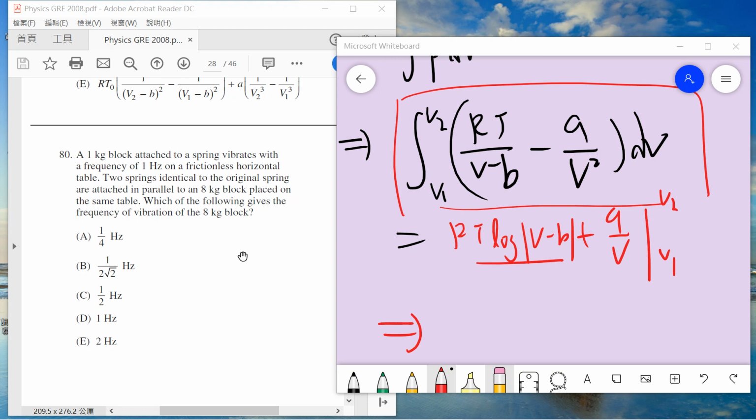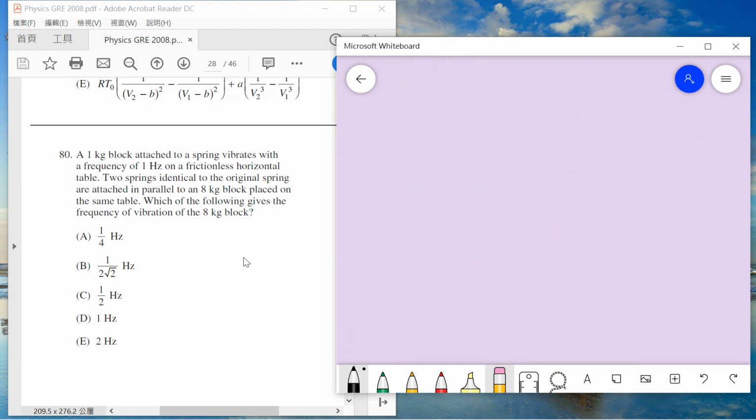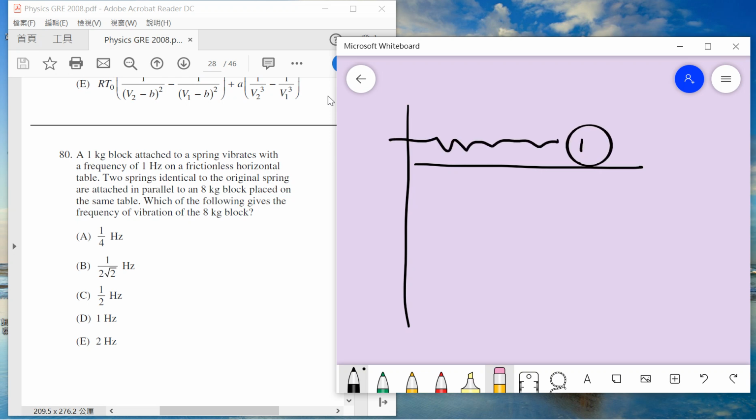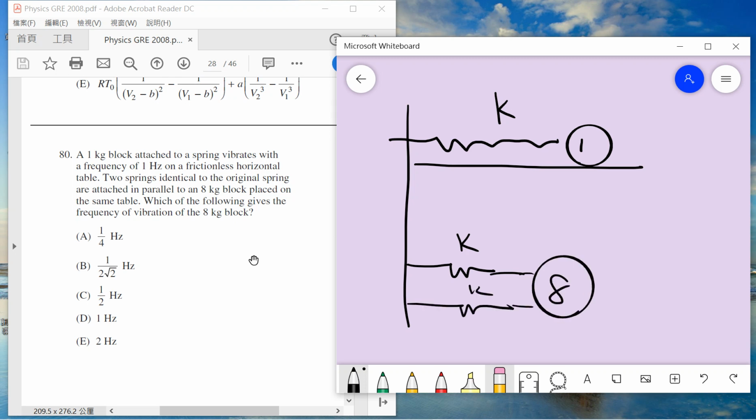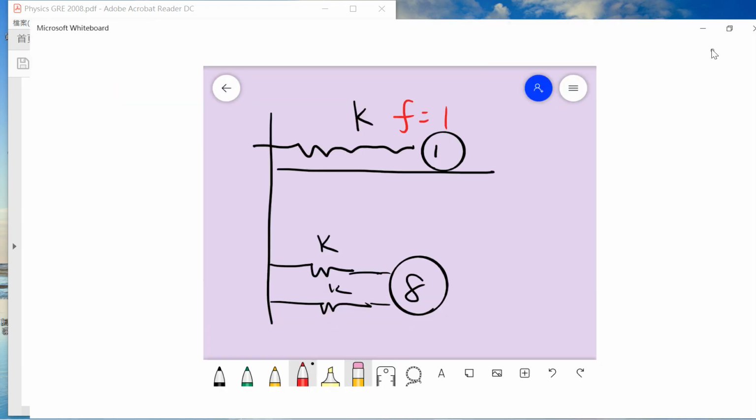on a frictionless horizontal table. Two springs identical to the original spring are attached in parallel, and which of the following gives the frequency? Okay, so maybe we'll draw a diagram. It is easy. The first one has one mass attached to a spring with constant k. And the second has two springs, identical to the original, in parallel. It asks about the frequency of the second. The frequency of the first is 1.